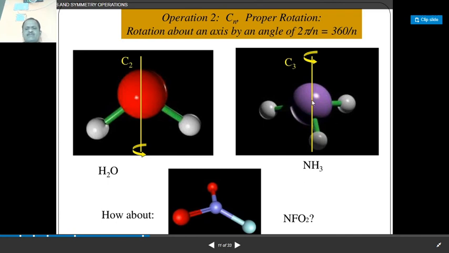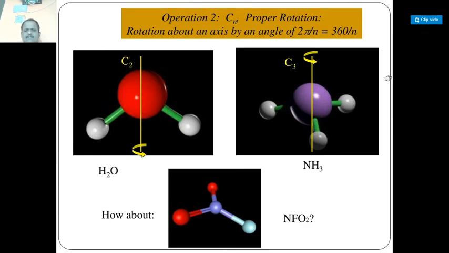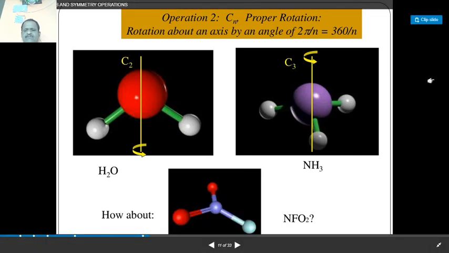Ammonia molecule, this is a nitrogen and these are 3 hydrogen atoms. When you pass the axis like this, you require 3 rotations to get the identical configuration. That's why it is a C3 axis of symmetry. We have NF2 molecule also. In this NF2 molecule, we can say there is a C2 axis of symmetry because nitrogen is present at the center, and fluorine is present here. So when you pass an axis like this, you will get a C2 axis. Okay.